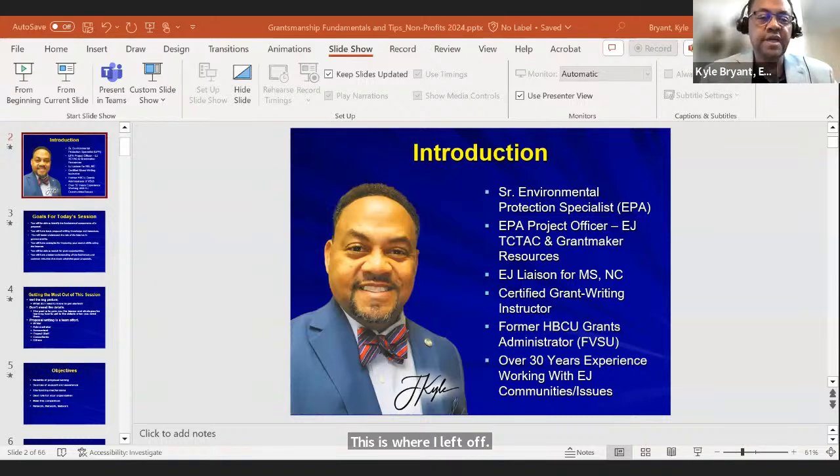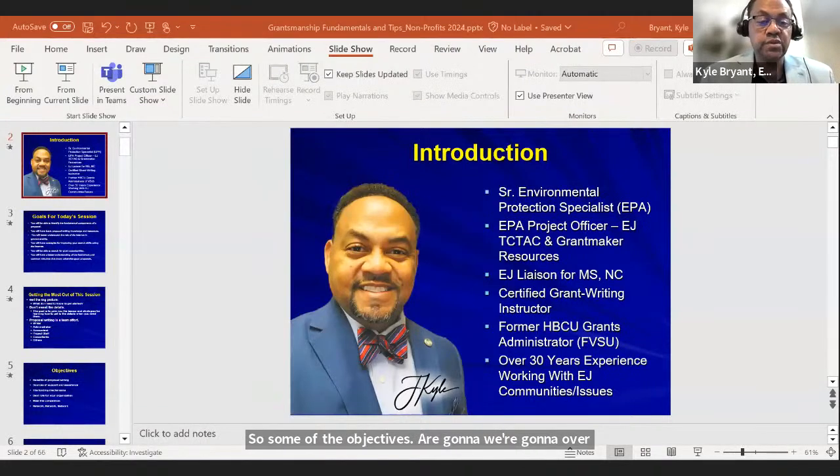So some of the objectives we're gonna give an overview of the benefits of proposal writing, sources of support and assistance, the funding mechanisms, the best role for your organization, and to meet the competition, which are all of you on this call, and for you all to be able to network hopefully after that. So the first steps.